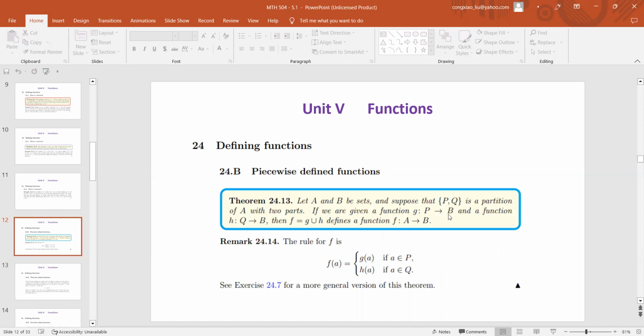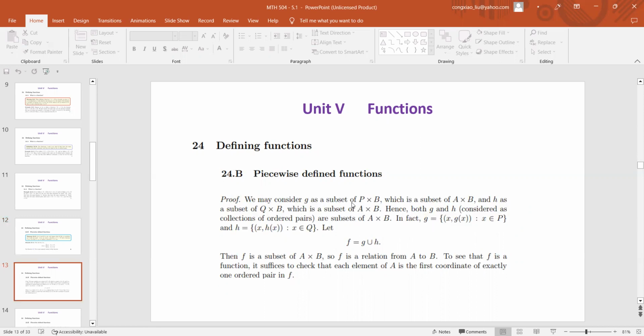So g is a set of pairs, a subset of P cross B. Remember the Cartesian product of two sets is the set of all the pairs where the first element comes from set P and the second element in each pair comes from set B. You take all of the elements from those two sets to make the pairs, and that's defined as P cross B, the product of P and B.